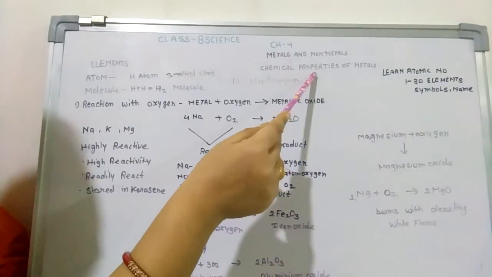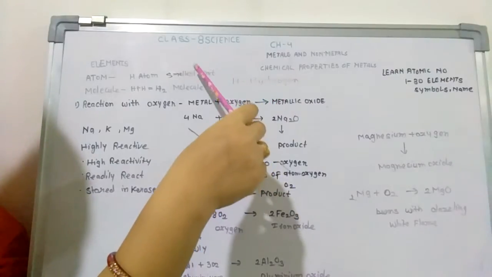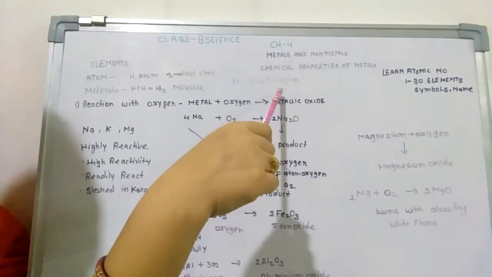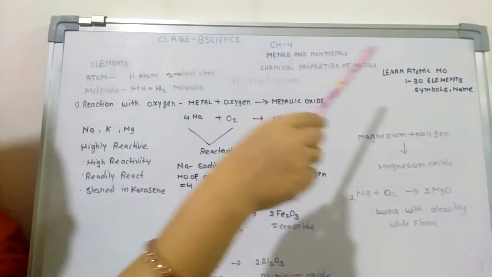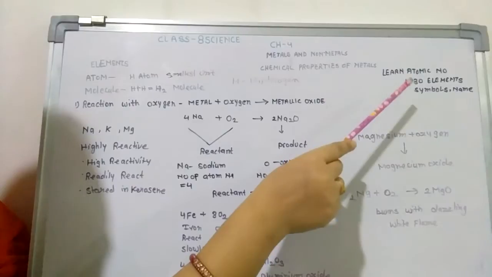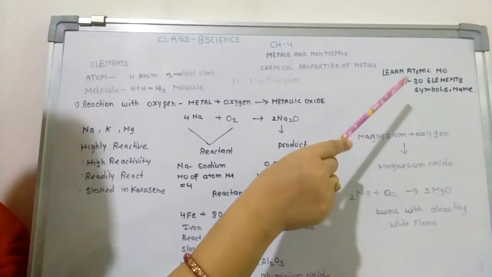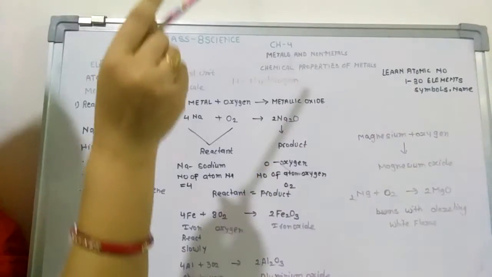To understand the chemical properties, you have to know the molecular formulas of the substances and their symbolic representation. So you have to learn at least the 1 to 30 atomic numbers of elements and their symbols and names.